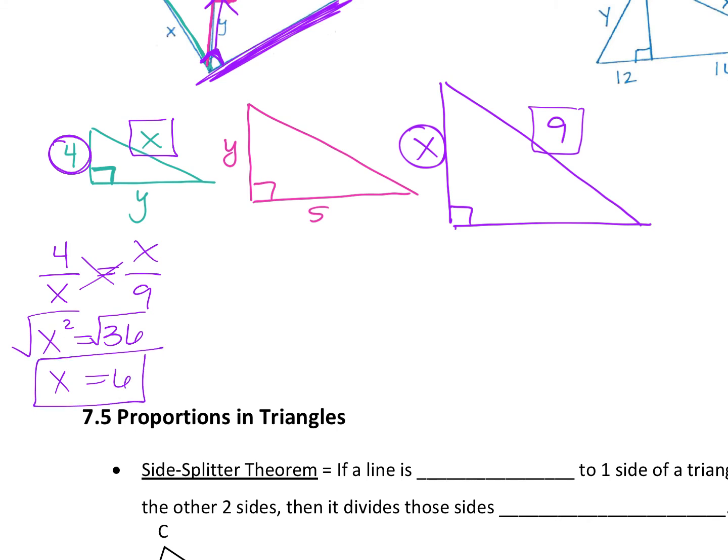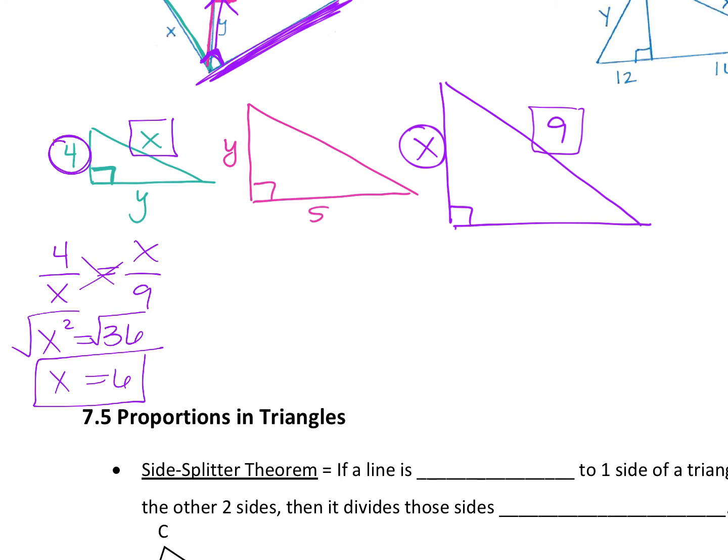Okay. Questions on that? Okay. Moving on. Now we want to solve for y. Which 2 triangles do you think we'll use to solve for y? The small and the medium. Set up a proportion for me. What to what equals what to what?